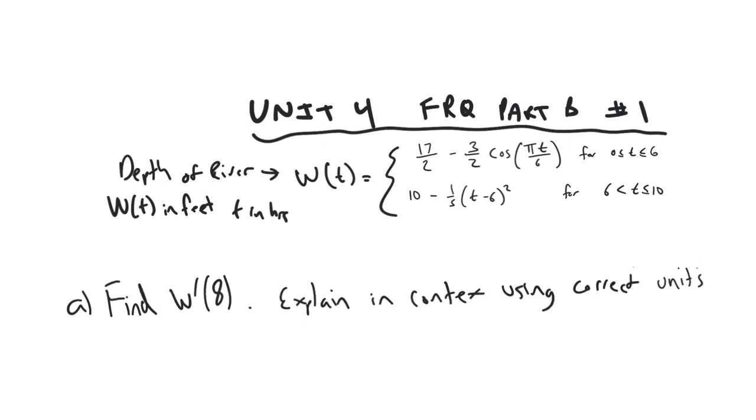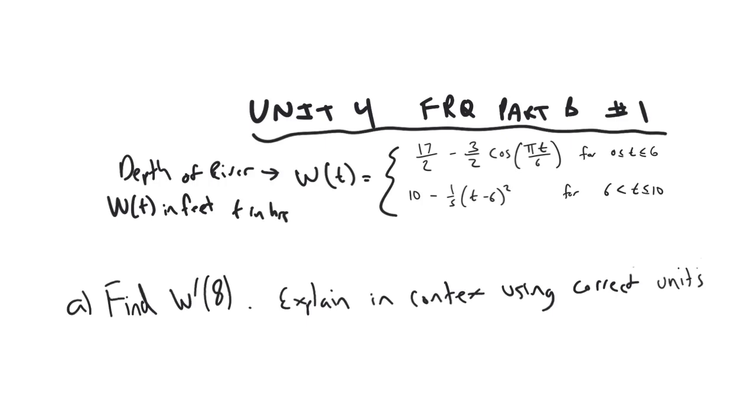Hello, in this video we're going to do the Unit 4 free response question part B, problem number 1. So you see we get this equation. It's a piecewise function for the depth of the river, where the depth is measured in feet and t is measured in time. It's got two parts, from 0 to 6 and from 6 to 10.